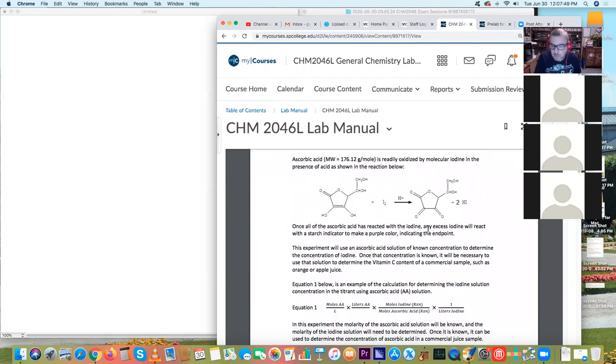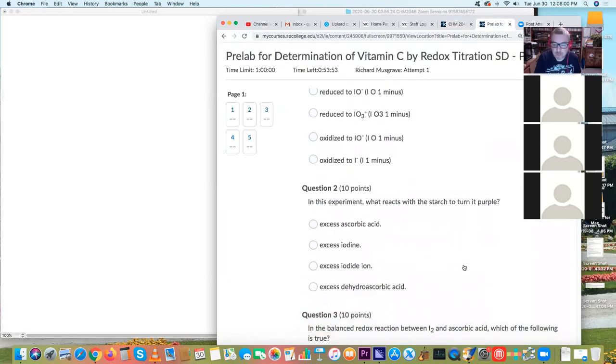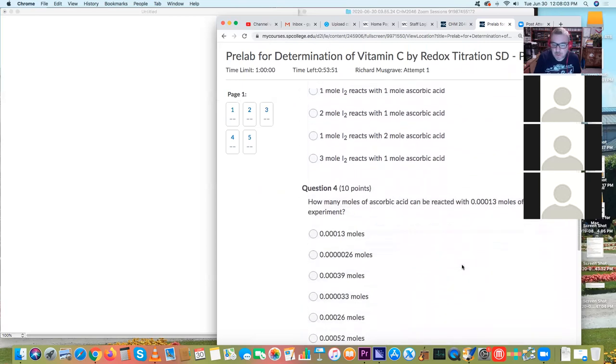And it says here in the lab, any excess iodine will react with a starch indicator to make a purple color. Now that's interesting. All right. What else have we got here?